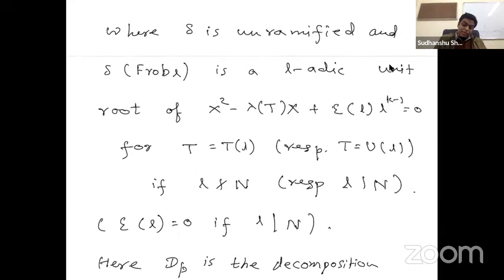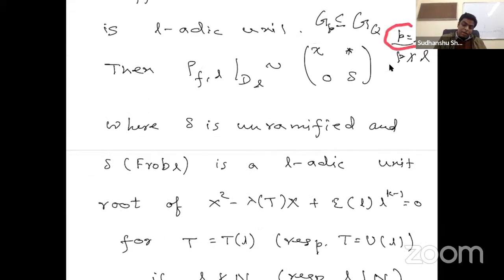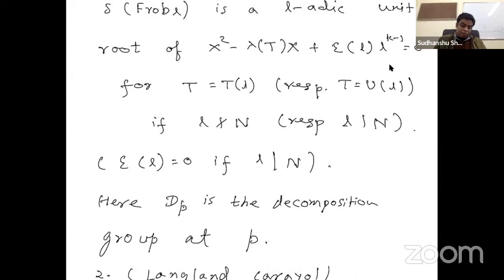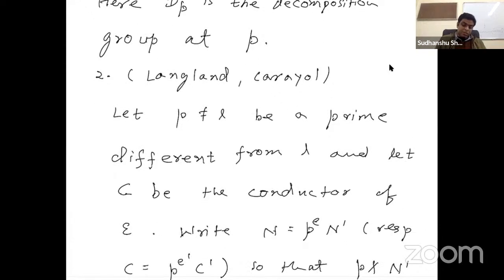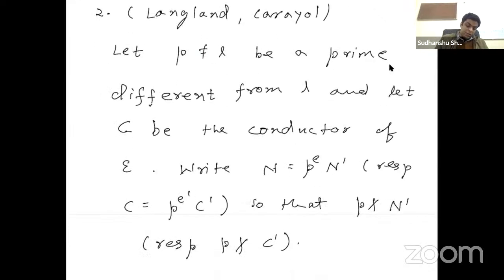As I said, there are two cases, p equal to L and p not equal to L. We want to describe the property of this representation, its restriction to D_L, when L equal to p and L not equal to p. Here is the description. This is due to Langlands and Carayol. It requires the local Langlands correspondence for this statement. However, let me say that.